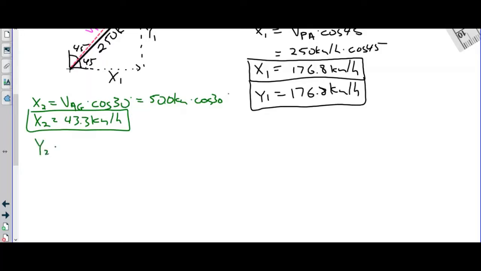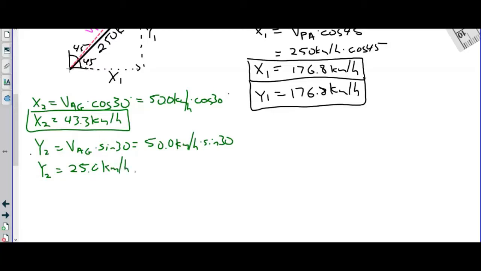Okay, so y2, same idea. Velocity of the air with respect to the ground multiplied by sine 30 degrees. So that's my same 50 kilometers per hour times sine 30 degrees. And that should give me a 25 kilometer per hour velocity in the y.